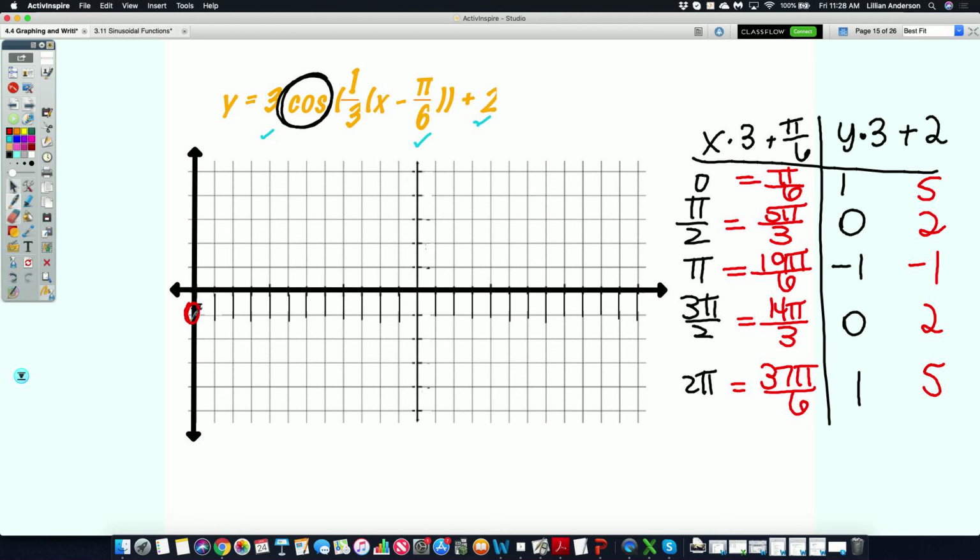This is 0, clearly. Pi over 6, 5 pi over 3. It really doesn't matter as long as they're equally spaced out. And then, of course, I'm going all the way up to 5. 2, negative 1, 2.